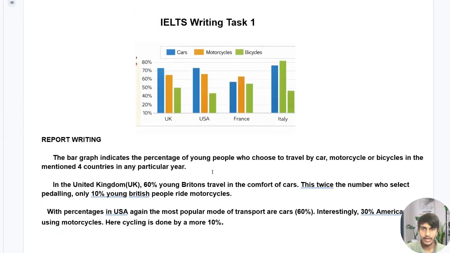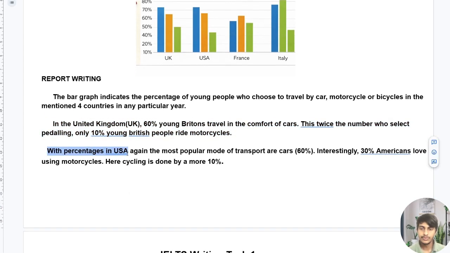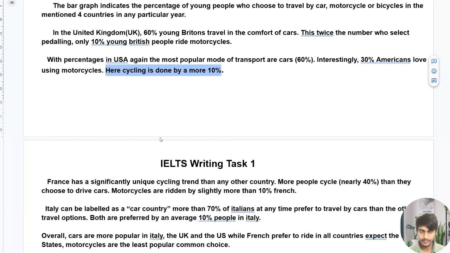So this is our IELTS Writing Task 1 report. It is a bar graph, and I will read it first. The bar graph indicates the percentage of young people who choose to travel by cars, motorcycle or bicycle in the four countries in particular years. In the United Kingdom, 60% of young British travel in the comfort of cars. This is twice the number who select pedaling. Only 10% ride motorcycles. In the USA, again the most popular mode of transport is cars at 60%. Interestingly, 30% of Americans love using motorcycles. Cycling is done by about 10%.